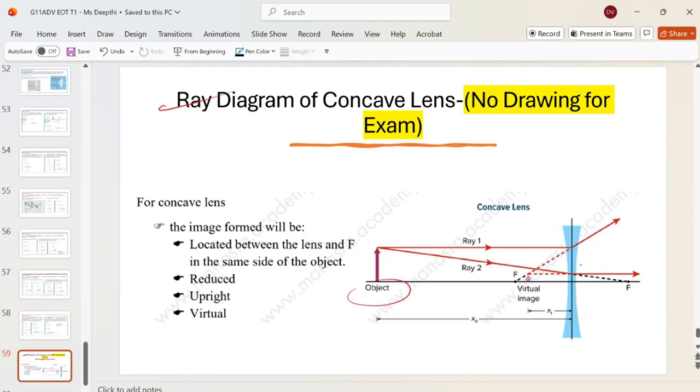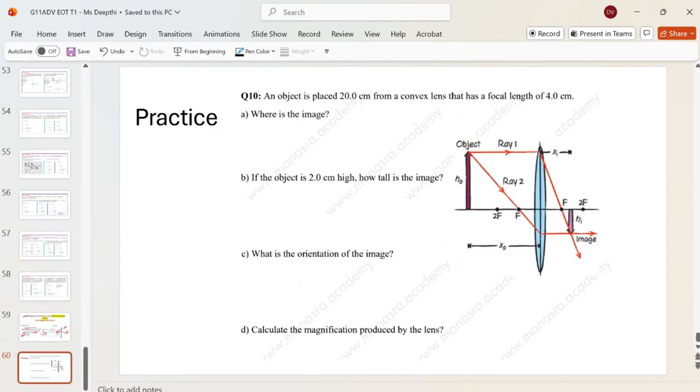When the object is kept here, you can see that the image does not form on the other side because the rays go diverging from the concave lens. When you extend the two rays, the image formed is a very small image. So a concave lens only forms a diminished, or smaller, image, and it is formed on the same side of the lens. So it is virtual, and a virtual image is always upright, and it is located between the lens and the F, near to the lens itself. So these are the properties you should be learning about the concave lens.